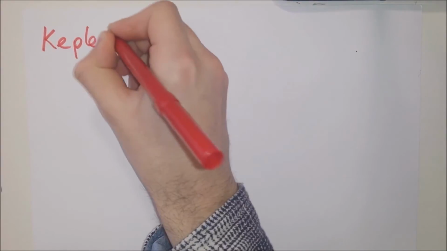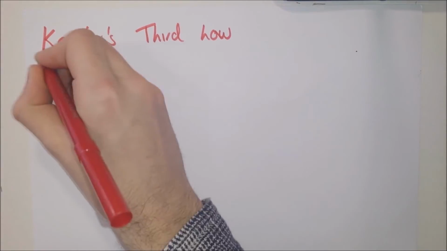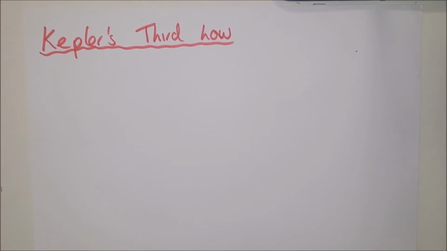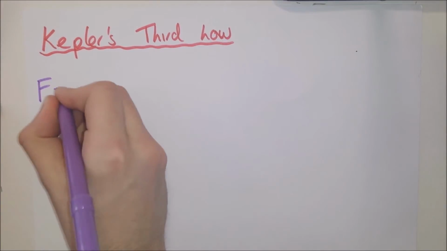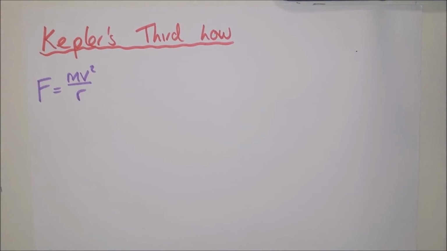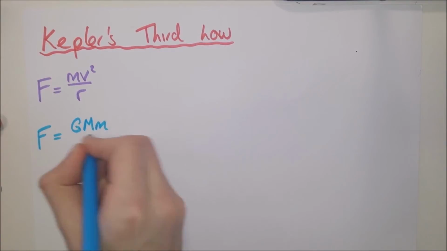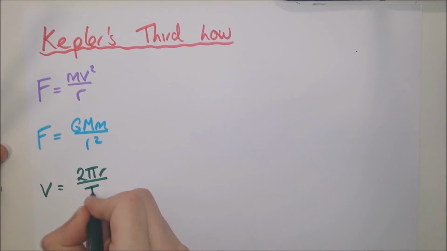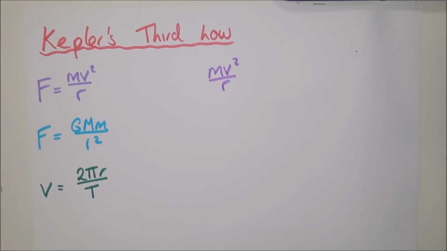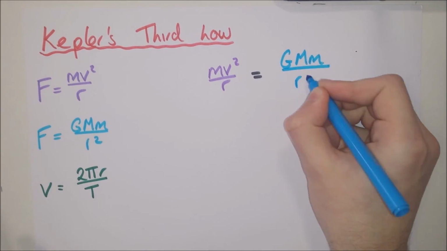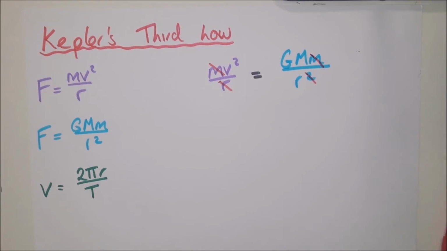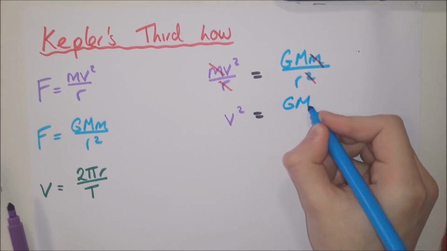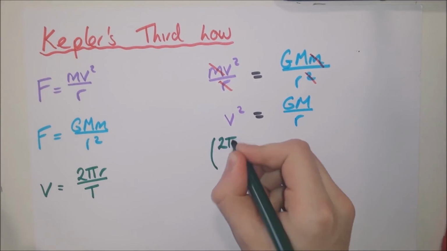Kepler's third law. To derive it, we need 3 equations. We need F equals mv squared over r for circular motion, F equals GMm over r squared for the universal gravitational law, and v equals 2 pi r over T. If we equate mv squared over r with GMm over r squared, we find that the small m cancels along with 1 r, leaving us with v squared equals GM over r.